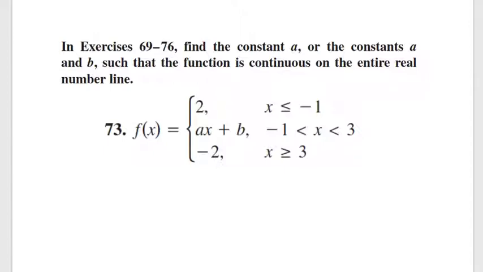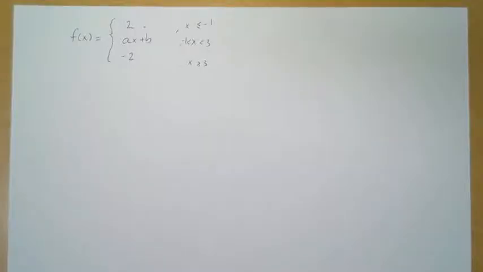So we have a function that is given piecewise. We have three rules. We have f of x equals 2 if x is less than or equal to -1, f of x equals ax plus b if x is between -1 and 3, not included, and f of x equals -2 when x is greater or equal to 3. So let's see how we're going to solve that.